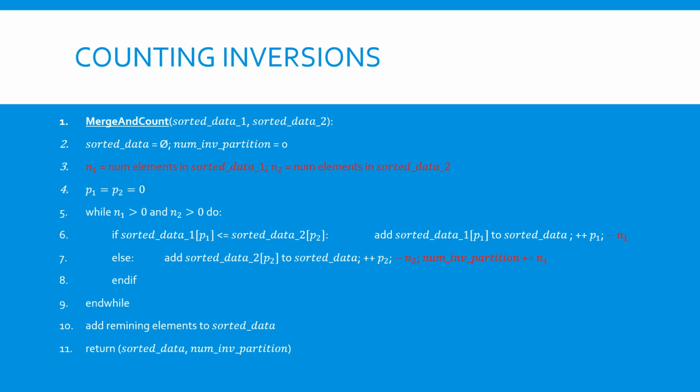We name the process merge and count and summarize its pseudocode here. We mark its main difference with the merge process of merge sort in red. Specifically, in line 3, we assign 2 counters, N1 and N2, to keep track of the number of remaining elements in the 2 partitions. In lines 6 and 7, we need to update both counters accordingly. More importantly, in line 7, we add the remaining number of elements in partition 1 as the number of between partition inversions if necessary.